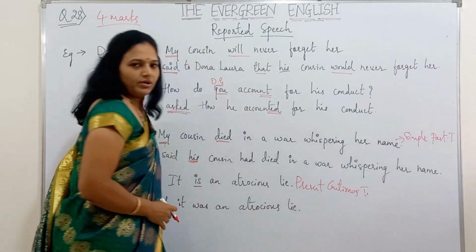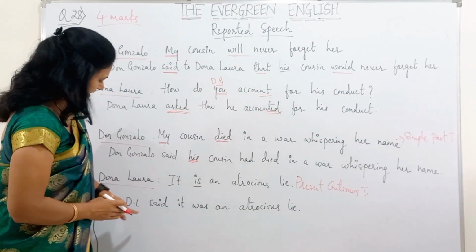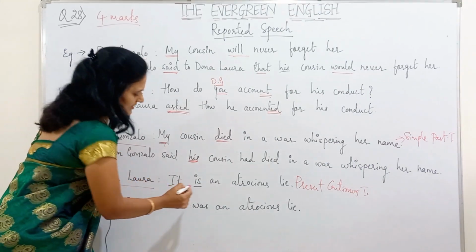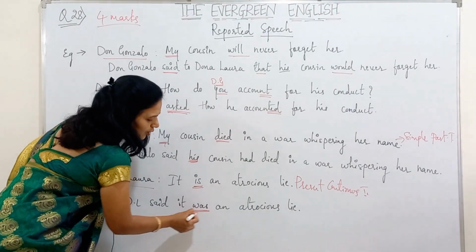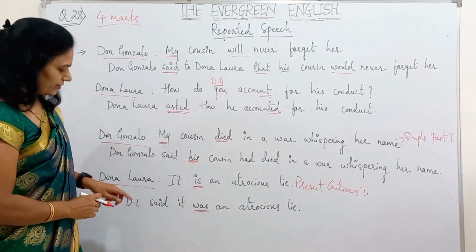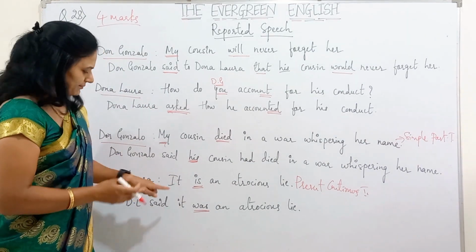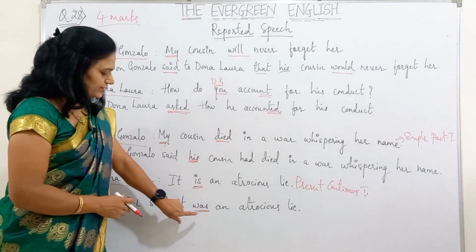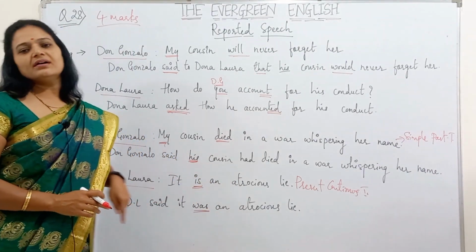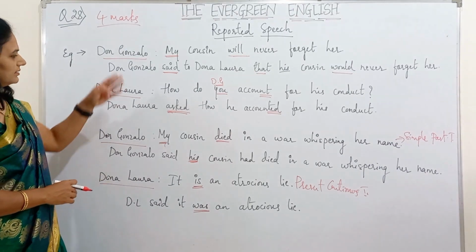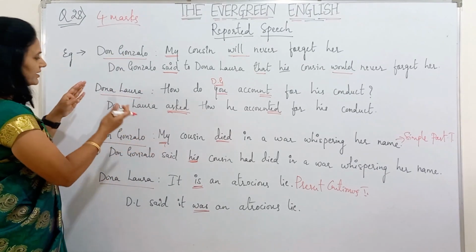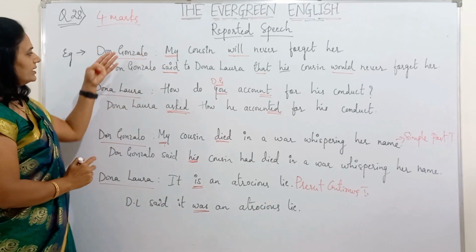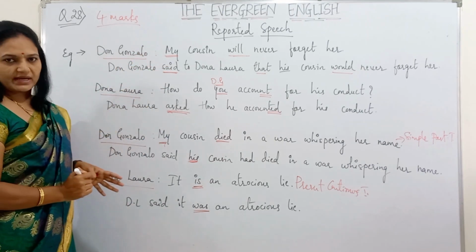And this changes to, yes, past continuous tense. Donna Laura, written in short, said it was. Is just changes to was. Okay, it remains the same. It is an atrocious lie. Donna Laura said it was an atrocious lie. Clear? So all the sentences here are for your understanding. Below each sentence I have written it out. Okay, so 4 sentences, 4 marks.